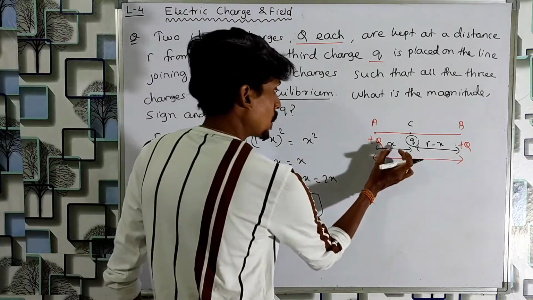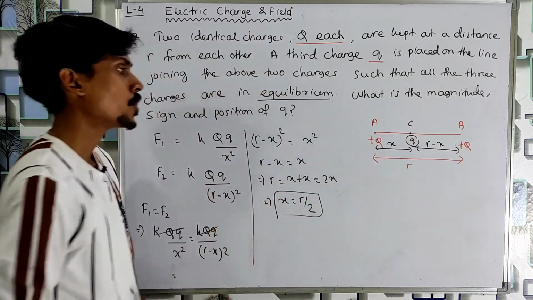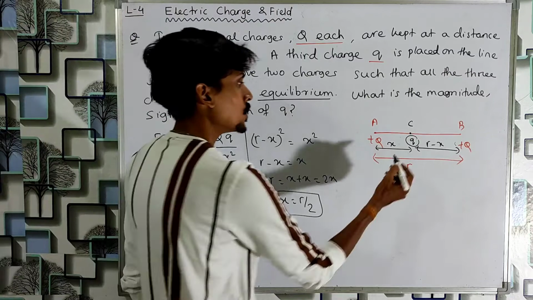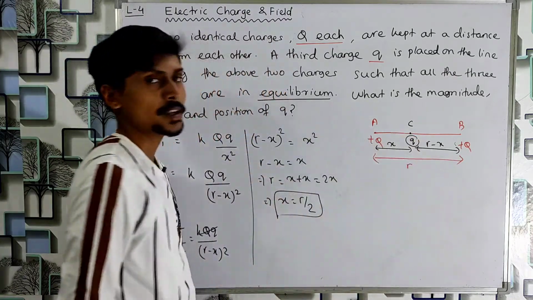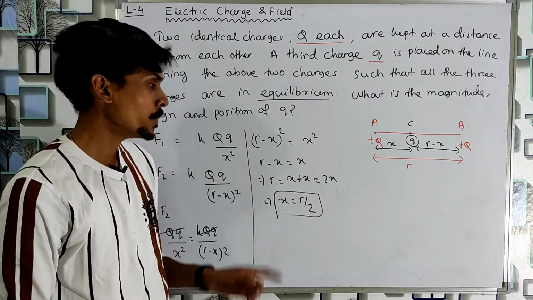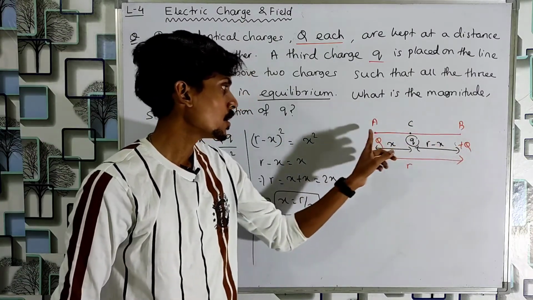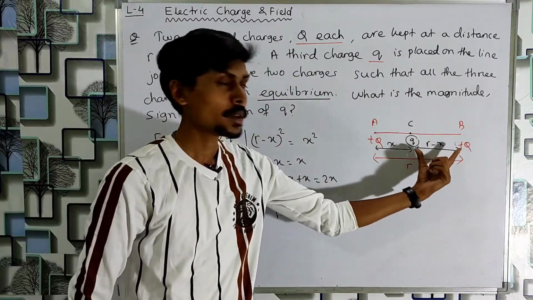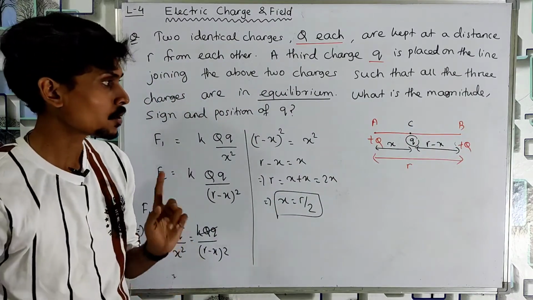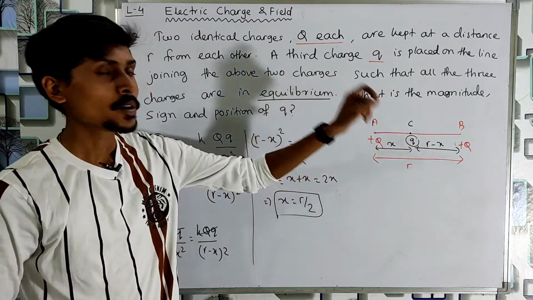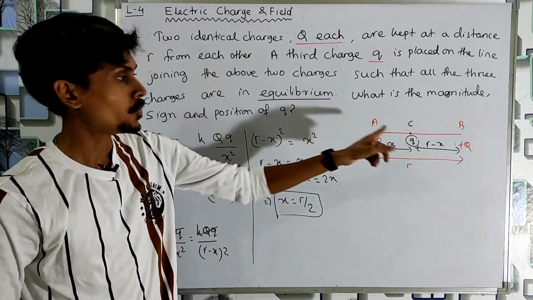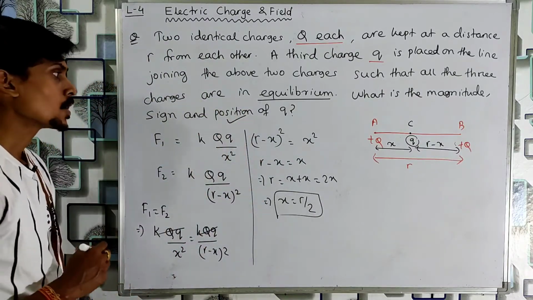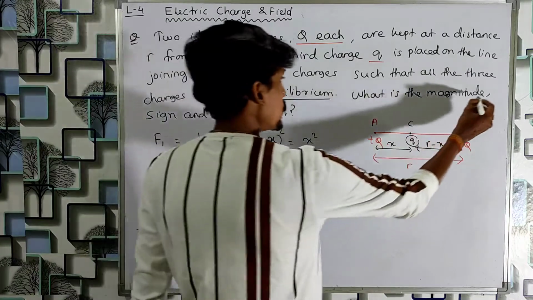So the distance of point C from the point A will be r by 2. What is its meaning? Its meaning is that the third charge small q will be placed at the midpoint of the line joining the two charges. Is that clear? So AC will be r by 2 and CB will be r by 2. So the third charge q is located at the midpoint of the line joining the two charges. So we have found what is the position. Okay, now we'll find what is the magnitude and what is the sign.